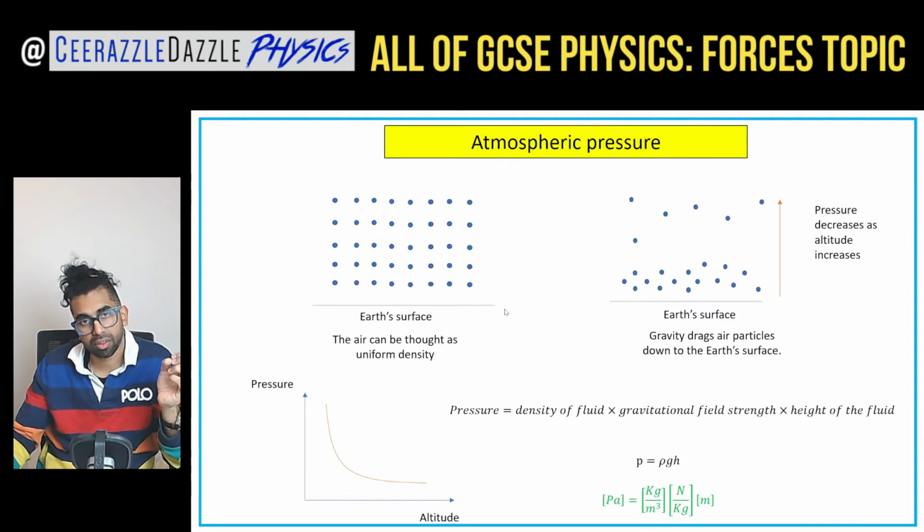Atmospheric pressure. So here is the Earth's surface, and look, the air above the Earth's surface, usually we think about it as uniform density.